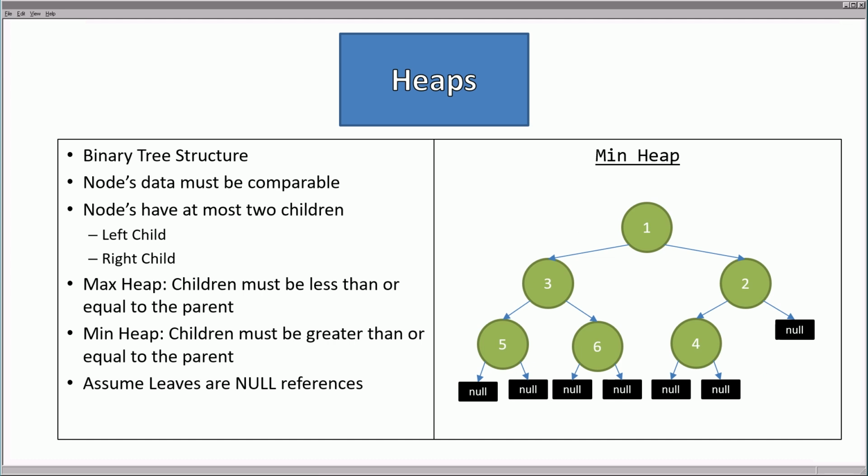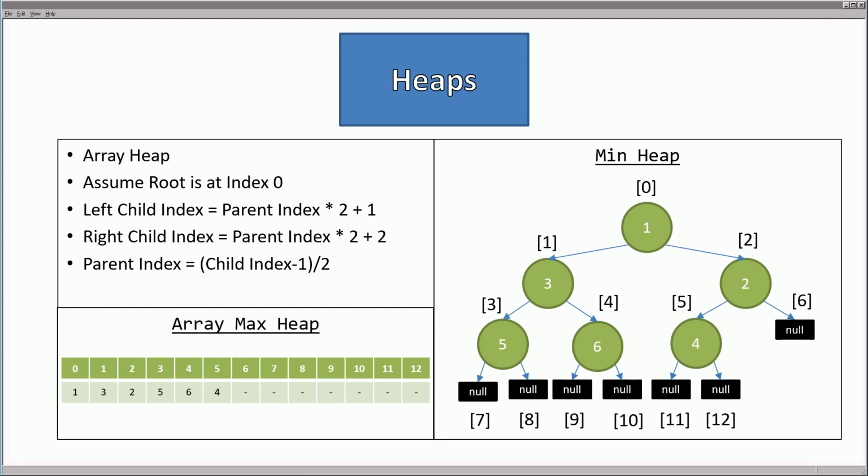In a previous lecture, we also introduced the heap data structure. This is a binary tree structure. Once again, the node's data must be comparable in some way. As it's a binary tree, each node has at most two children, a left and a right child. We also demonstrated how a heap could be implemented inside of an array.